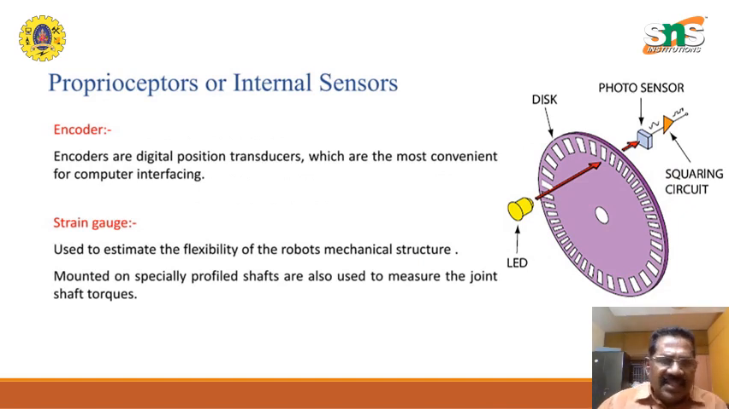These internal sensors are more like encoders and strain gauges. Encoders are digital position transducers, which are the most convenient for computer interfacing. You have the disk and the photo sensors, and the light passes through it and the photo sensor absorbs it. Now, the strain gauge is used to estimate the flexibility of the robot's mechanical structure. It is mounted on specifically profiled shafts and is also used to measure joint and shaft torques.